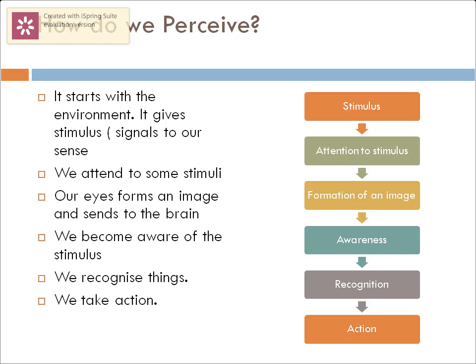For example, if you see a little baby falling from a chair, now that's a stimulus. Your sight sense gets attention of that stimulus. It forms an image and sends a signal to the brain. The brain becomes aware and it sends us back that it's a little brother who is falling. We begin to recognize and then we suddenly spring into action.